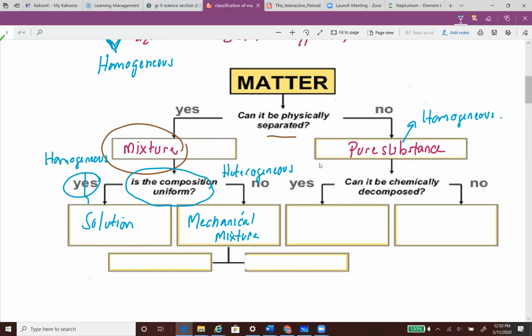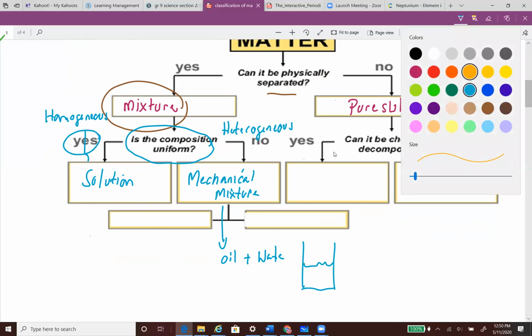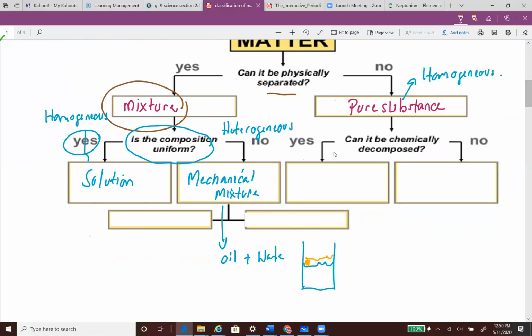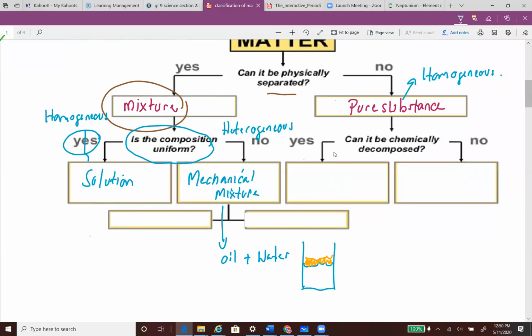Mechanical mixtures are things where you can clearly see that it's not the same everywhere. A good example would be oil and water. If I put oil and water together, you will see a beaker, you will see water, but on top of the water, you will see some oil. You can clearly see that there is water and oil. You could tell the difference between the two. So that would be an example of a mechanical mixture.